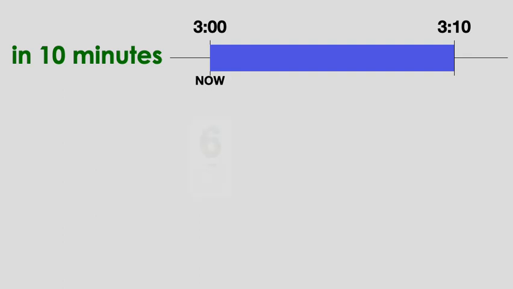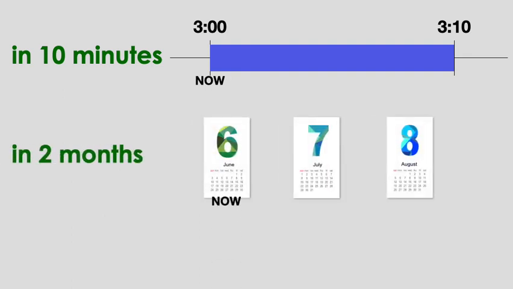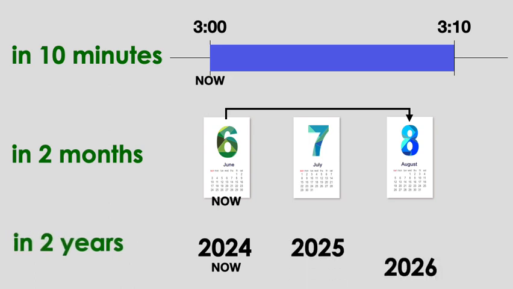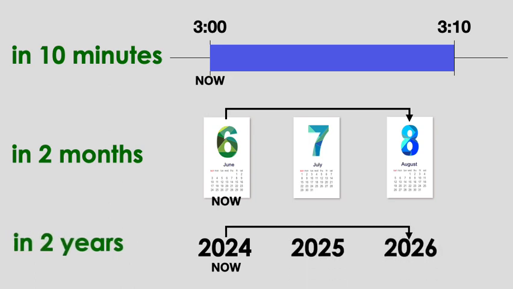If right now it's June, in 2 months it will be August. And right now, if it's 2024, in 2 years it will be 2026. Let's look at another example.